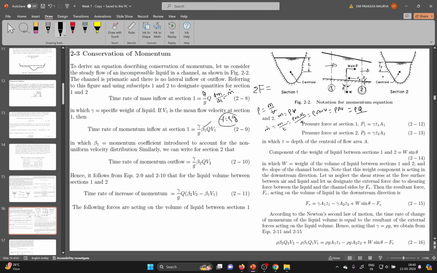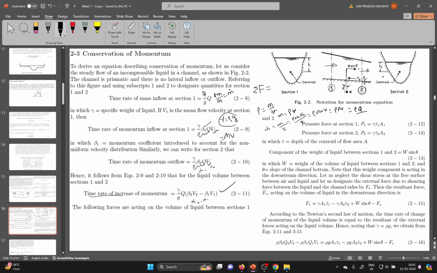So your discharge rate of change of momentum is what? Mass into velocity. This is the momentum, but here we are asking about the time rate of momentum, so m dot into v. So this is m dot and v is v1 at section 1. Similarly m dot 2 and v2, and the time rate of increase is m dot 2 v2 minus m dot 1 v1. You will get these things after putting all the forces.